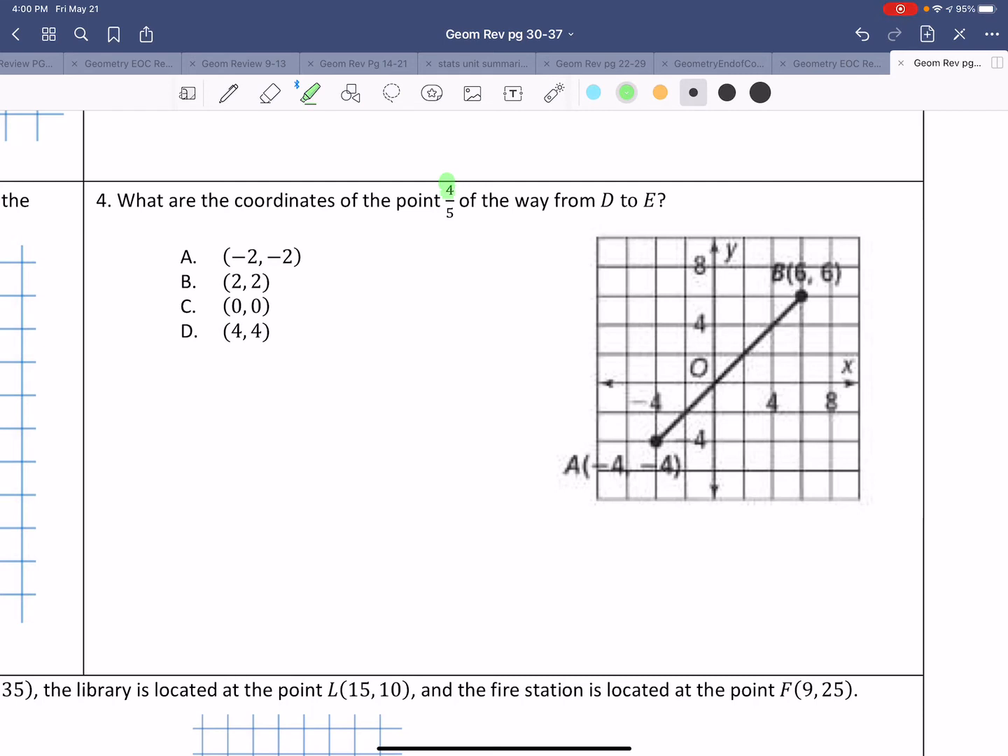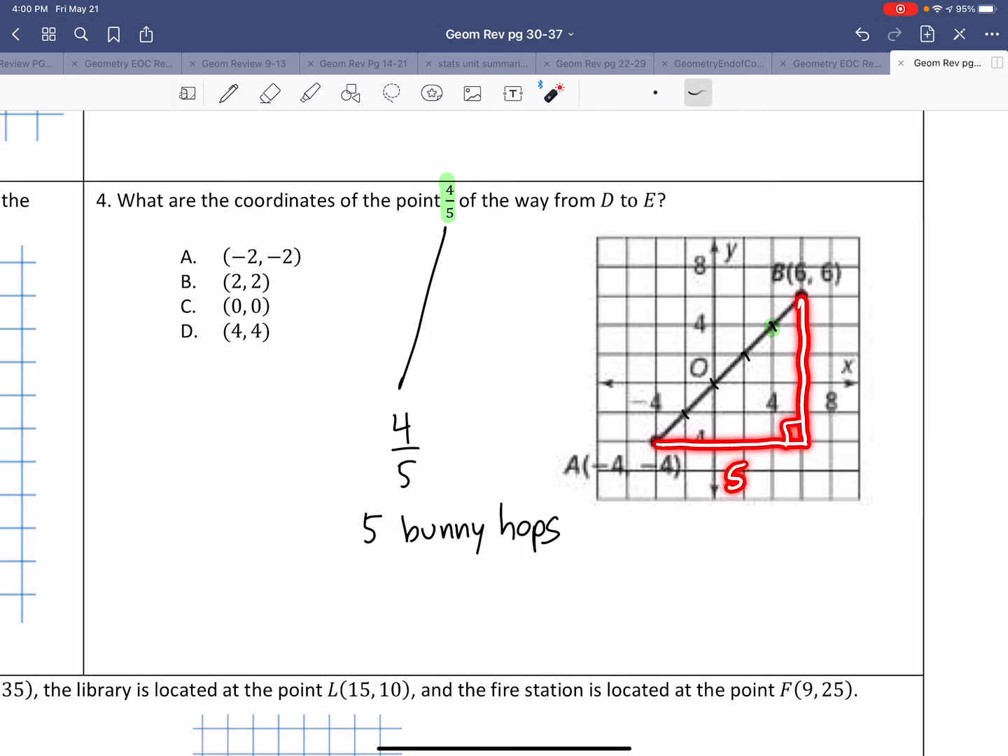It says, what are the coordinates of point 4, 4/5 of the way there? So if you can chop this into 5 equal pieces, I call those bunny hops. Okay, so you need 5 equal bunny hops. Using my invisible right triangle, notice that the x is cut already into 5 equal pieces and the y is cut already into 5 equal pieces. So you can kind of just float over and find the spots to cut that line, if that's helpful.